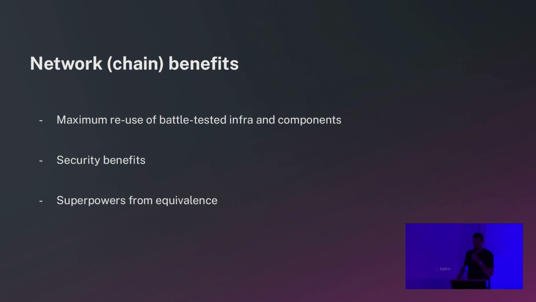So, all right, this is maybe a bit less known than all the compatibility on the contract and dApp level. Some chain benefits. Besides the EVM, we also implement all surrounding Ethereum architecture as is. So state trees, hash functions, precompiles, and because of all that, we get some really nice properties. So maximum reuse of battle-tested infrastructure and components, security benefits, and some superpowers from equivalence.